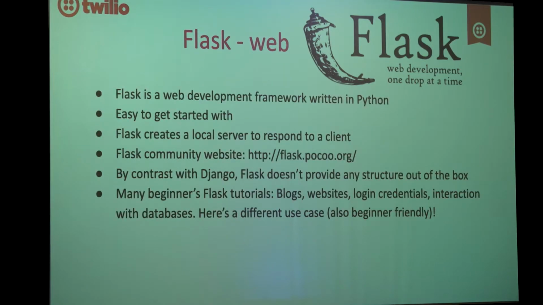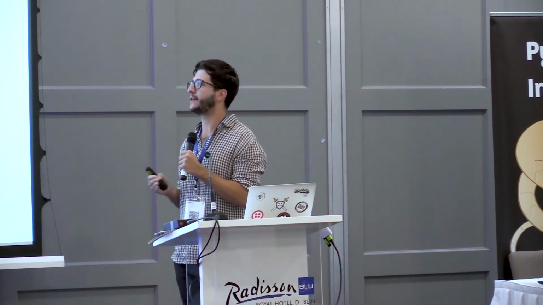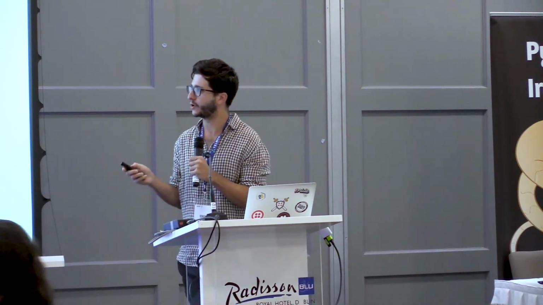So what is Flask? Flask is a web development framework in Python. It's easy to get started with. By contrast with Django, it doesn't provide any structure out of the box. You require very few lines of code to get started, and you can have your web app in a few lines. As I said at the beginning, a lot of examples are for blogs, for creating a database, for creating a website. So this example is a bit different. It's using an API, and it's using Twilio's Programmable SMS API.